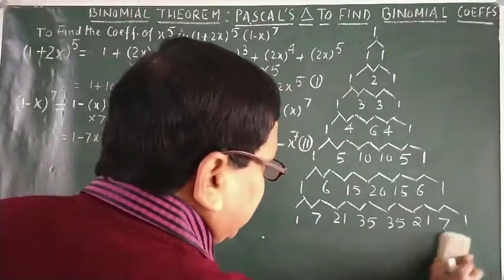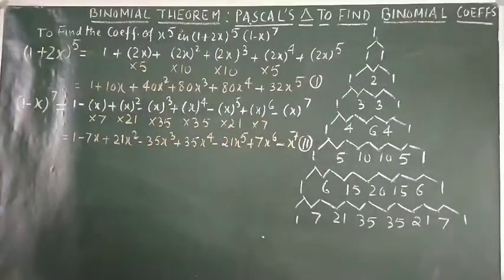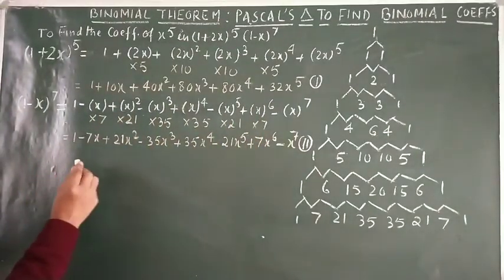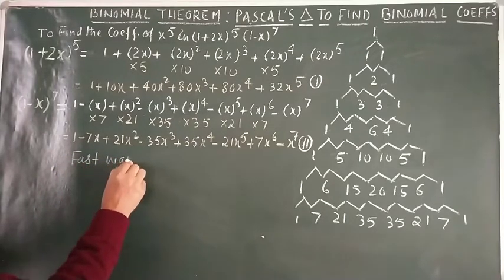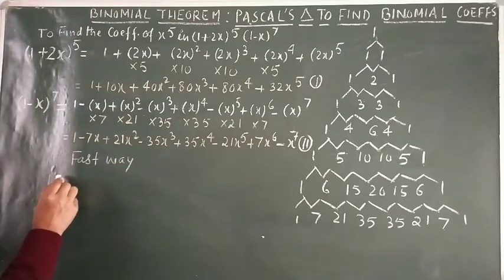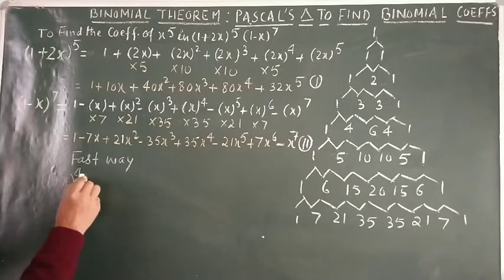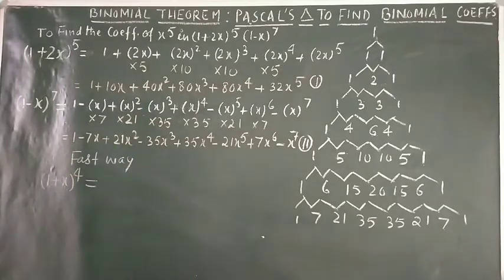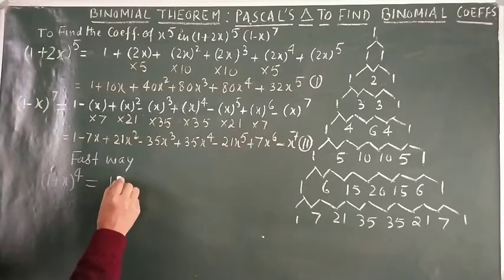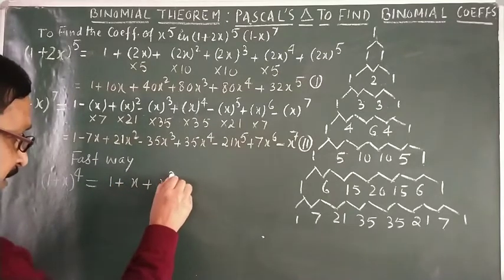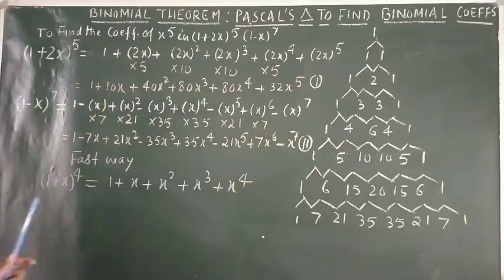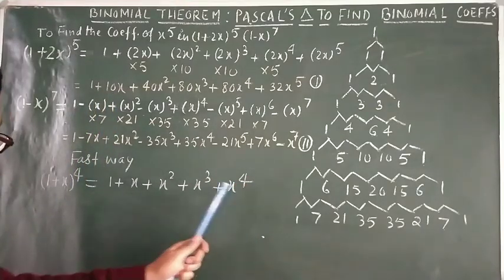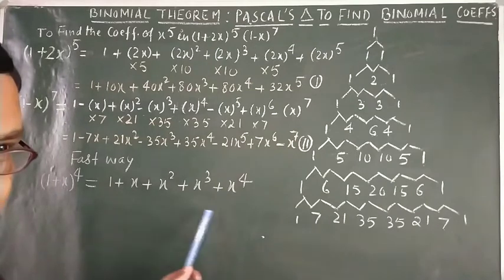One more benefit. Suppose you have to write this fast, in this way: 1 plus x to the power 4. Suppose you have to write 1 plus x to the power 4. Write 1, x, x square, x cube, x4, and the power is 4. Since the first term is 1, we can write fast.